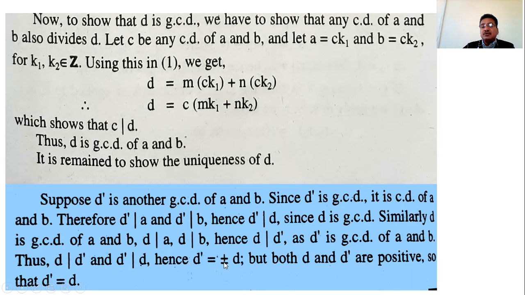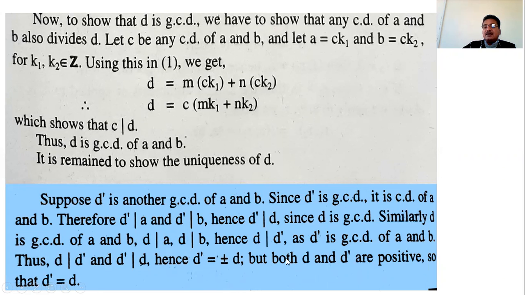D dash is equal to plus or minus D, because when two numbers divide each other, they are either the same or differ only in sign. For example, 4 divides 4, or 4 divides minus 4 and minus 4 divides 4. If the numbers are the same or different in sign only, then the numbers divide each other. And so D divides D dash and D dash divides D implies D and D dash are the same or different in sign, that is, D dash is equal to plus or minus D.